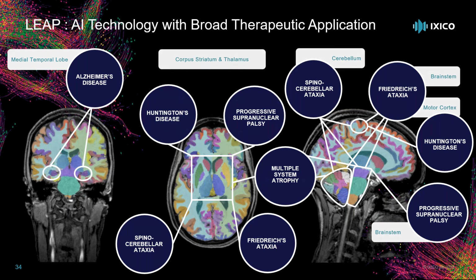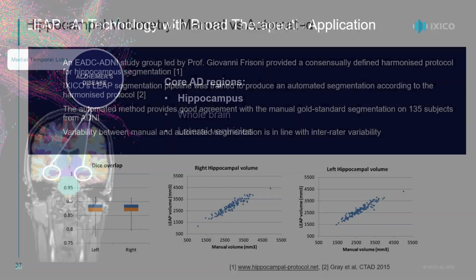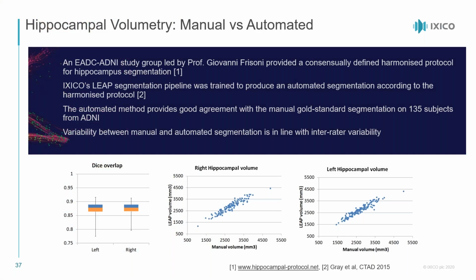This approach can also be modified to segment individual regions of interest for highly optimized volumetric estimation. And this is exactly the approach we've applied to the core AD regions of interest, so the hippocampus, whole brain, and lateral ventricles. Starting with the hippocampus, we validated an implementation of LEAP against a gold standard consensus-based hippocampal data set. In this protocol, 2 expert raters manually segmented the hippocampus for 135 subjects, and these were merged to create a gold standard reference data set, which we used to validate the pipeline.